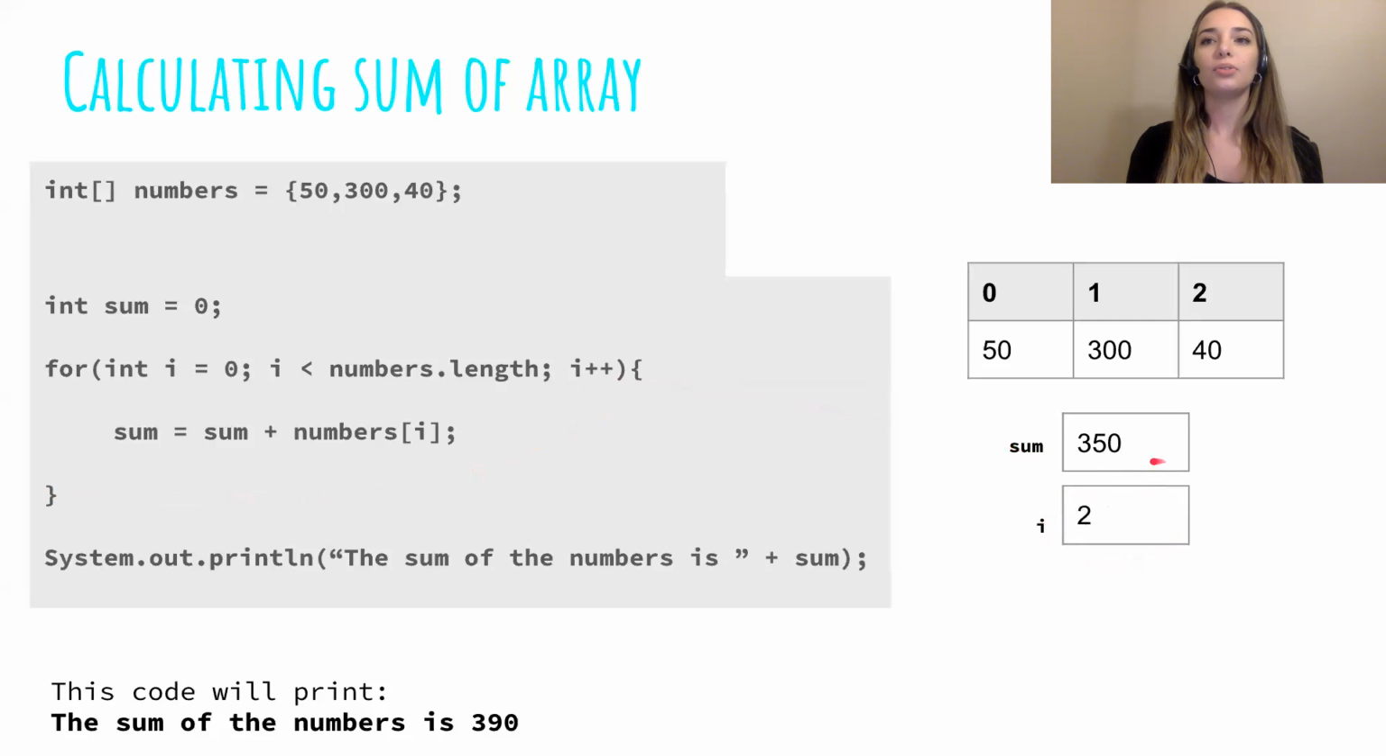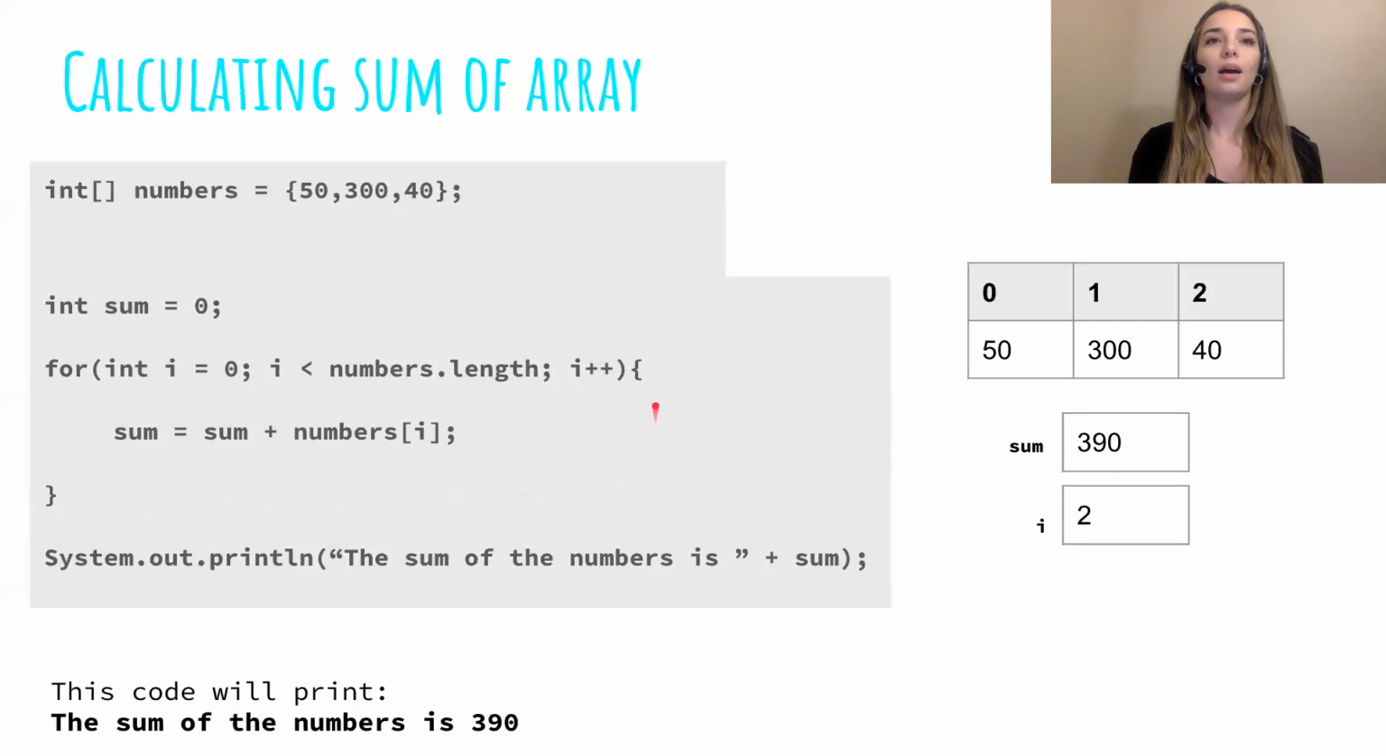So i is 2, sum is 350. 2 is less than numbers.length. We know numbers.length is 3, so we're going to do the iteration again. So now sum is going to be 350 plus numbers[2], which is 40. So we have 350 plus 40, and we're going to put that back into sum, and we're going to get 390, and then we're done with this iteration.